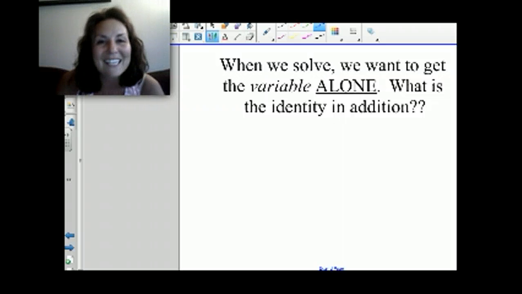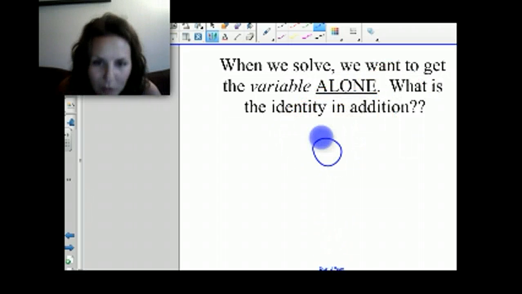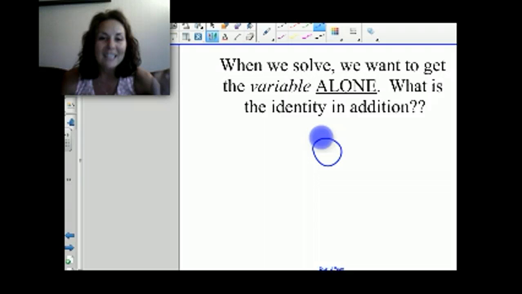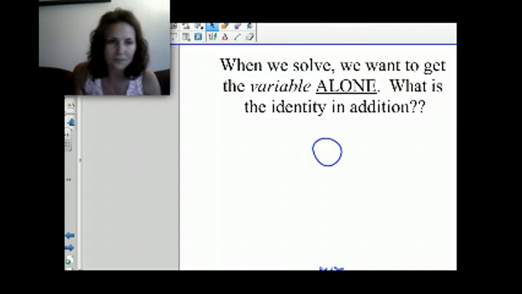What is the identity to in addition? The identity is 0. That was a really nice circle. You can barely tell where it started. Nice. Get whatever is in the way, whatever is making the variable not alone, turn it into 0.